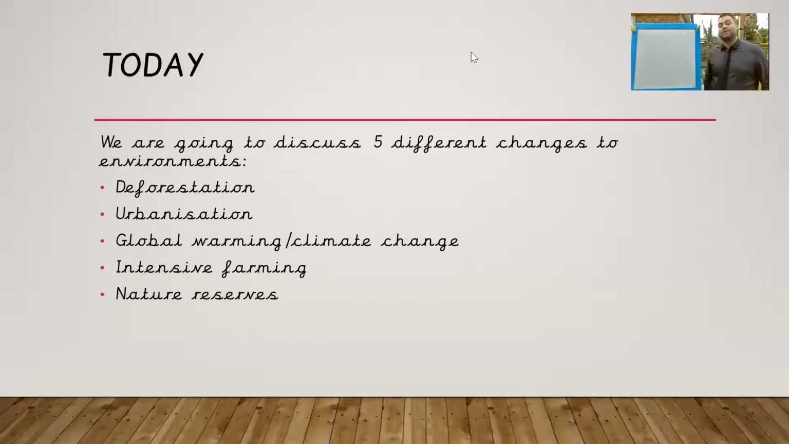Global warming and climate change. So global warming and climate change is a natural phenomenon. Okay, it will happen on its own. We've had plenty of ice ages where climates have changed over time. It always is going to be there.